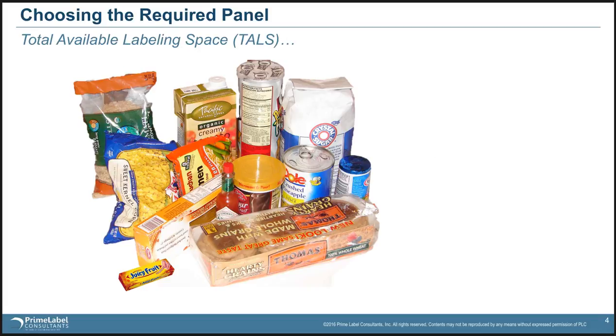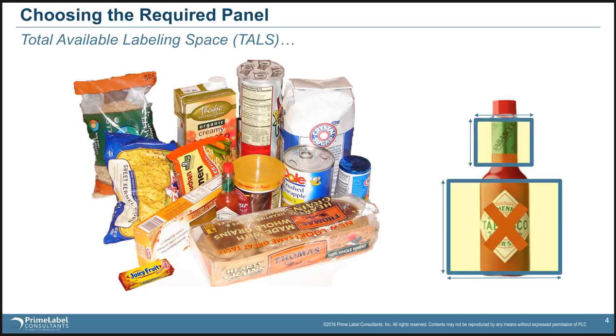There are many types of containers, as you can see in this slide, and depending on what type they are, the surface area of the package that's available to contain labeling will determine which size of nutrition panel you're required to select. Cans, for instance, can only contain labeling on their sides and sometimes their lids, while boxes can contain labeling on all sides, including the bottom.